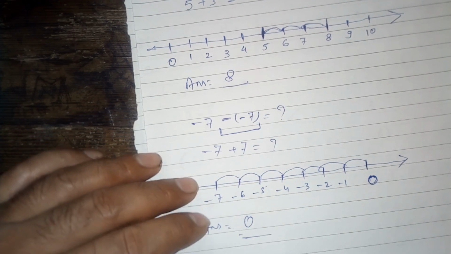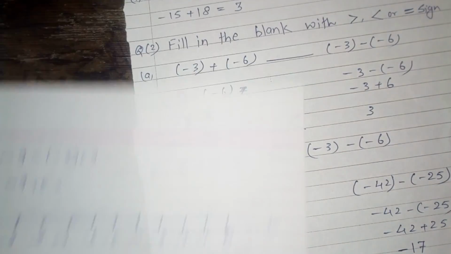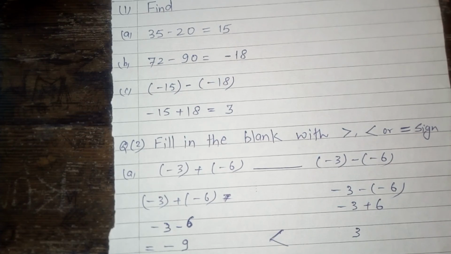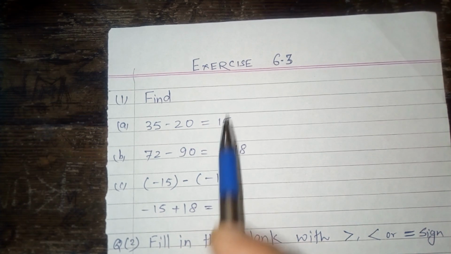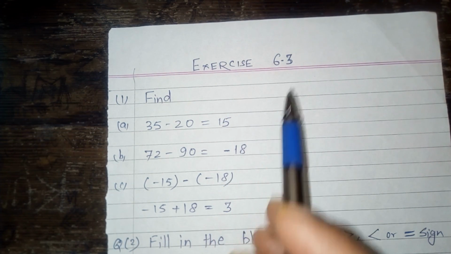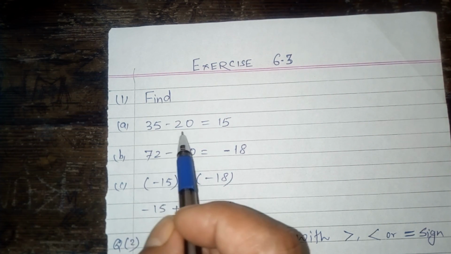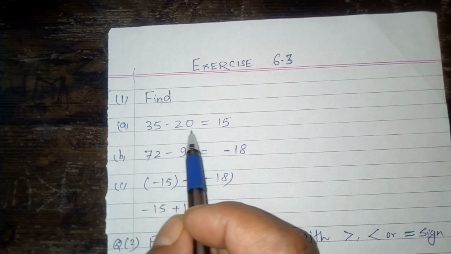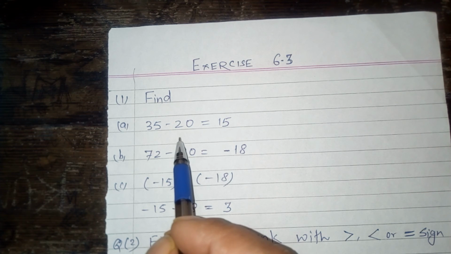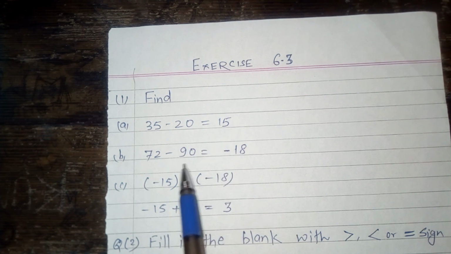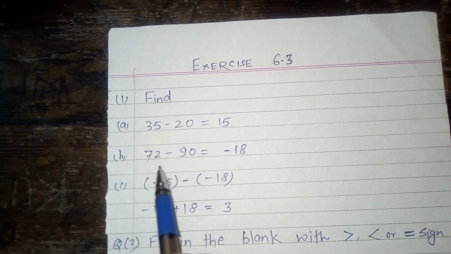Okay, so my dear students, all these are some examples of subtraction of integers on the number line. Now let us discuss another question from your book. It is a very easy question from exercise 6.3. Find 35 minus 20. Obviously it will be 15. I think all of you know about subtraction.